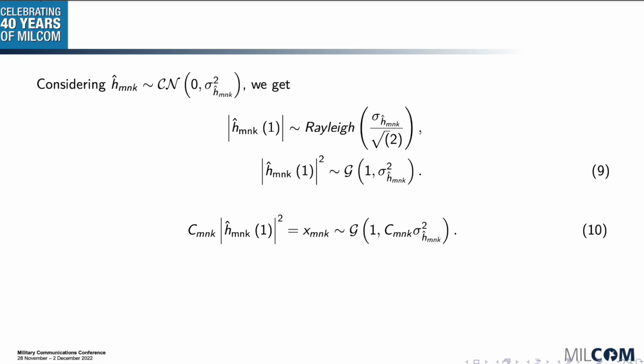And when we consider the c_mnk multiplied with h_mnk square, which is nothing but the scaling of gamma, due to the properties of the gamma, we can take the scaling parameter inside the variance. Like gamma of mean 1 and variance equal to c_mnk and sigma square.